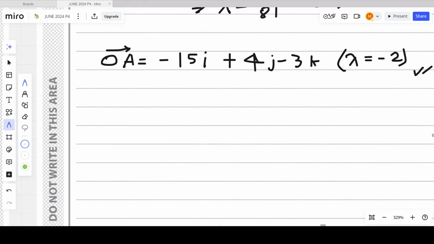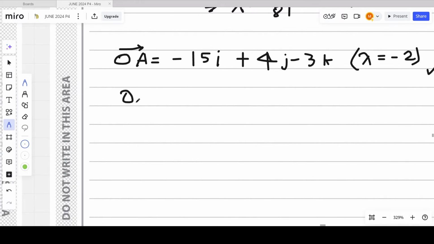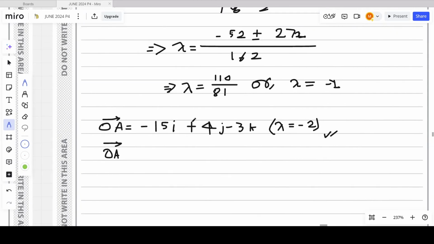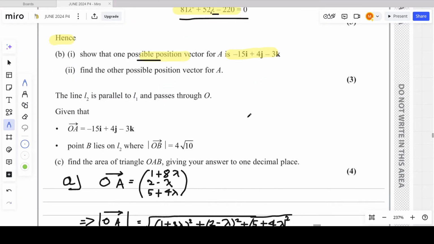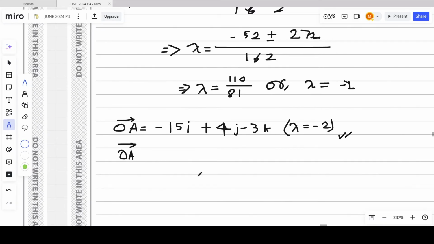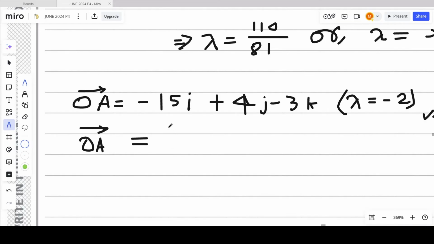Next, we need to show another possible position for A. This is when lambda equals 110 over 81. So if it is 110 over 81, let's put the value in the equation. What you will get? 1 plus 8 times 110 over 81. So that would be 961 over 81 i.